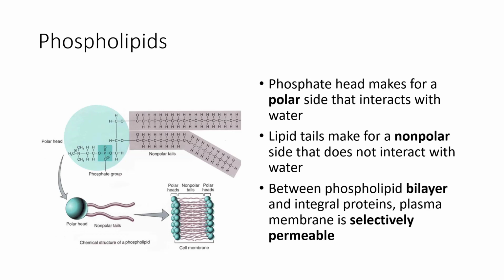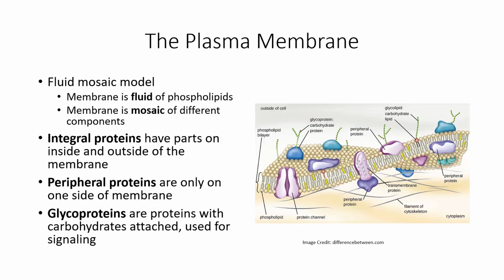So you have the tails stuck together in a nonpolar area, and the heads facing the water inside the cell and the waters outside the cell. So this phospholipid bilayer and the integral proteins that are put in it, more on that in a second, make it a selectively permeable plasma membrane, meaning some things are allowed in and some things are not.